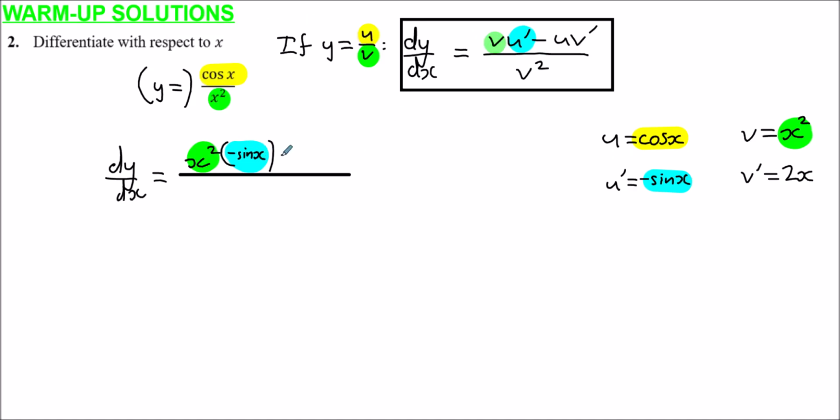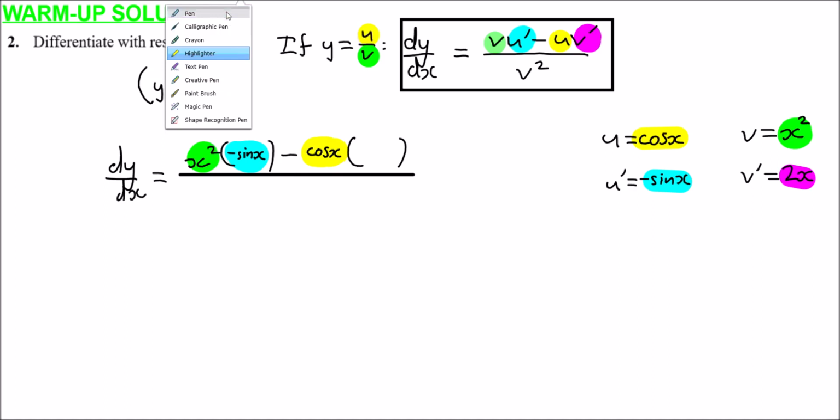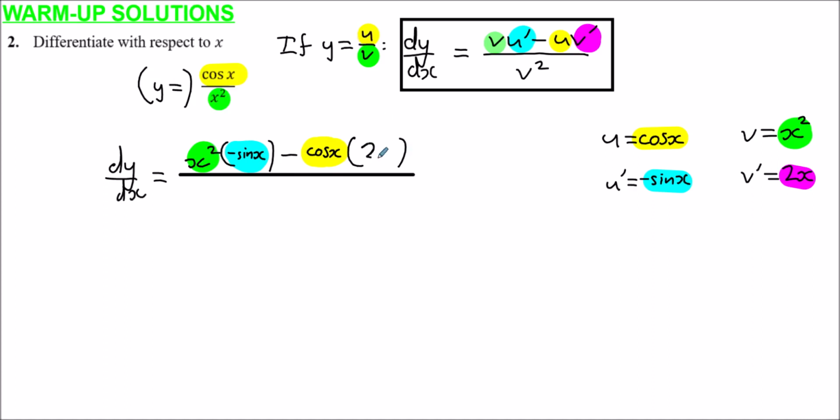Then minus the function u. Well, our function u, of course, is cosine x. So we're going to do cosine x multiplied with what v dashed is. And so v dashed, I've not made my fraction line long enough, a common mistake of mine. We can see from this formula here that v dashed is just 2x. It's minus cos x times 2x.